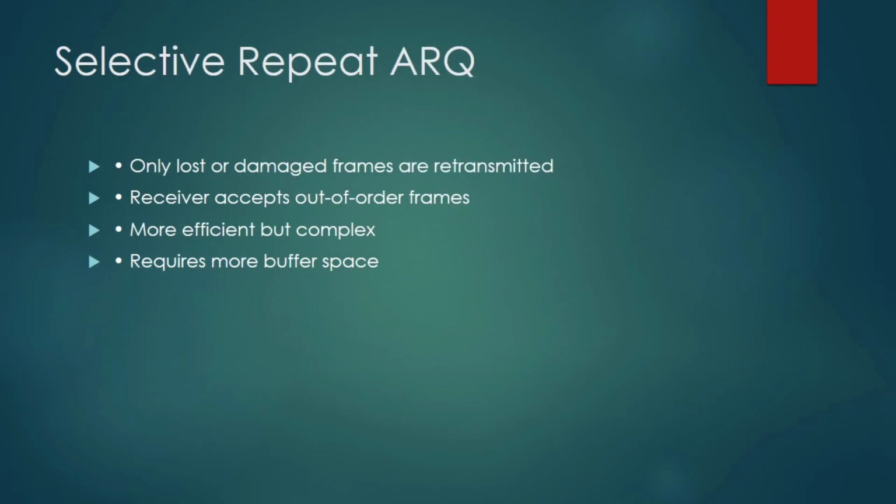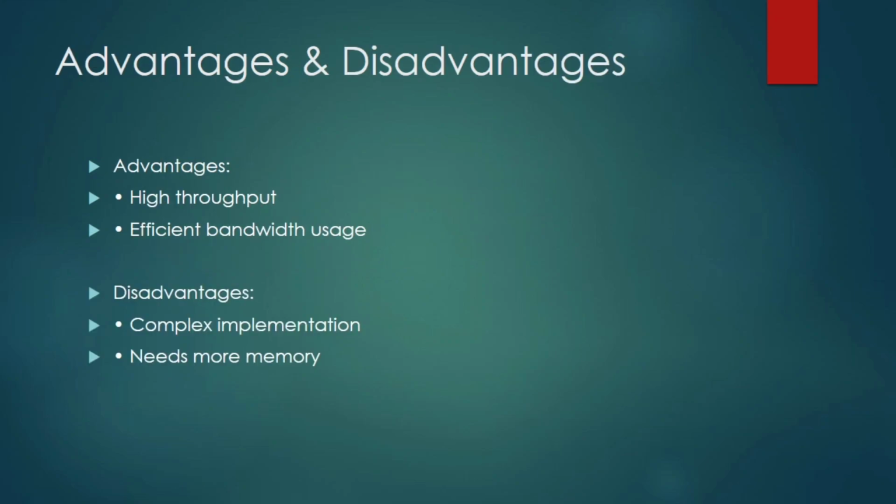The next protocol is Selective Repeat ARQ. The sender retransmits only the lost or corrupted frames. The receiver accepts frames out of order. Each frame is individually acknowledged. It requires large buffer memory and is more complex compared to Go-Back-N. It is an efficient use of bandwidth; the main advantage is the bandwidth.